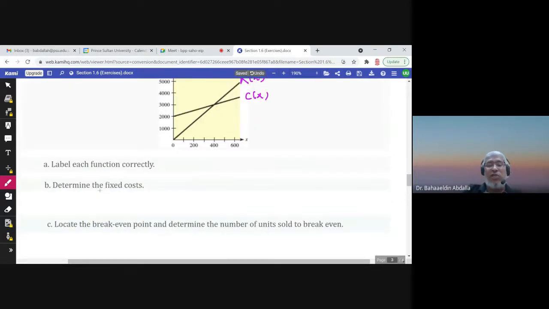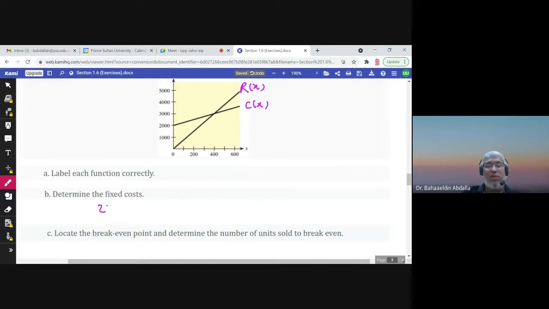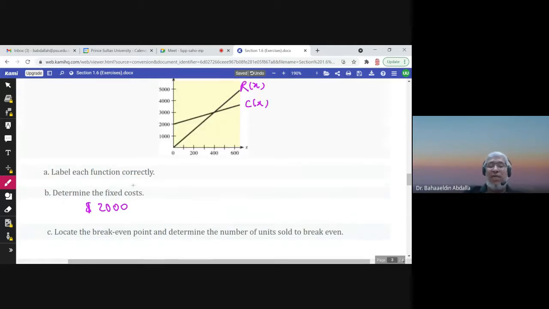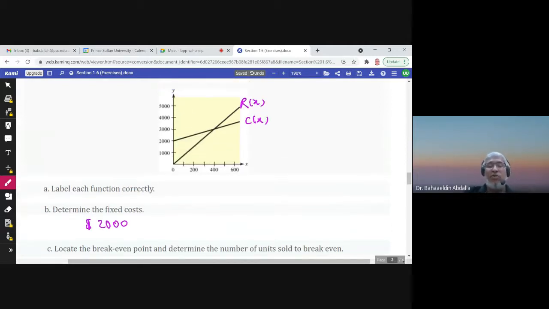Determine the fixed costs. That's the fixed costs, 2,000. Okay, $2,000. These are the fixed costs, because for the cost function, when X is zero, the cost is 2,000. So when the number of units produced is zero, we get the fixed costs. Locate the break-even point and determine the number of units sold to break even.